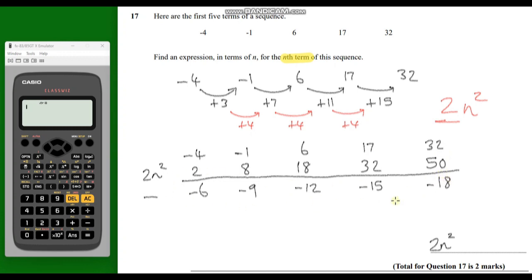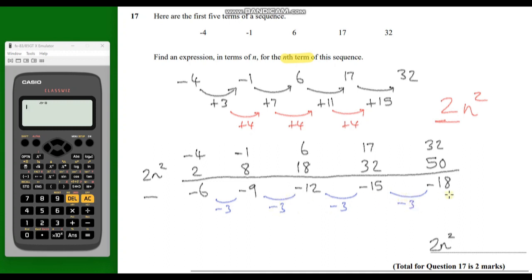Now we've got a new sequence here, but this sequence is a linear sequence because it goes up by the same amount each time, or it goes down by the same amount each time, I should say. So what is the difference between terms? I can already see that it's a linear sequence, but you can see that we're going down by 3 each time. So for each term, we are subtracting 3.